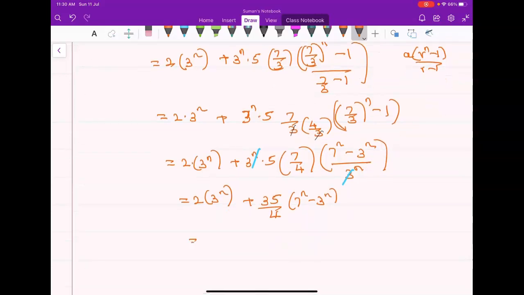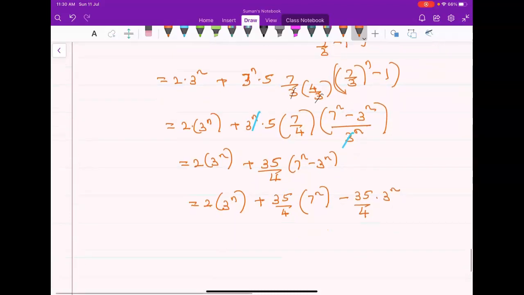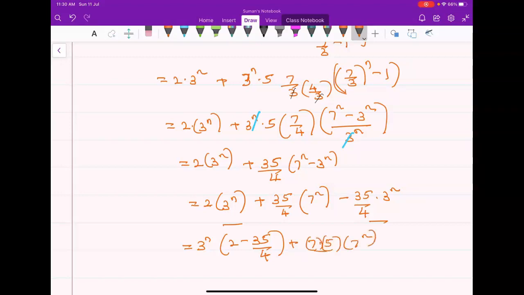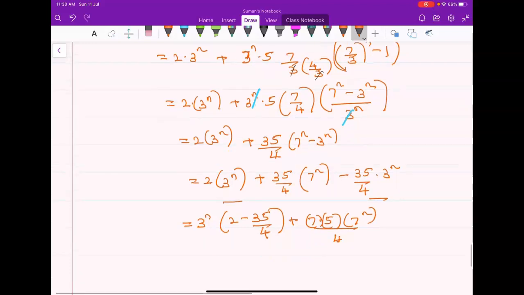So that will be 2 into 3 raised to n plus 35 by 4 into 7 raised to n minus 35 by 4 into 3 raised to n. So you can take the terms in 3 raised to n together. So you get 3 raised to n into 2 minus 35 by 4 plus 7 into 5, because that is what 35 is, into 7 raised to n by 4. I am grouping 35, 7 into 5, so I can take the term in 7 together.